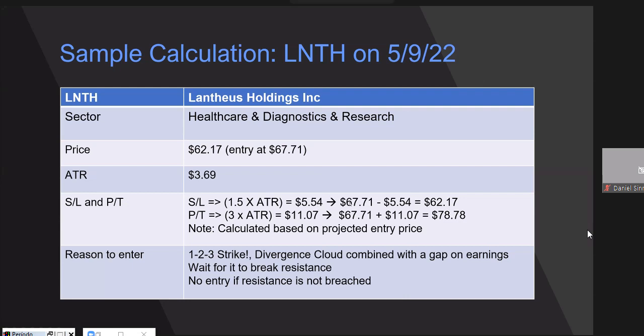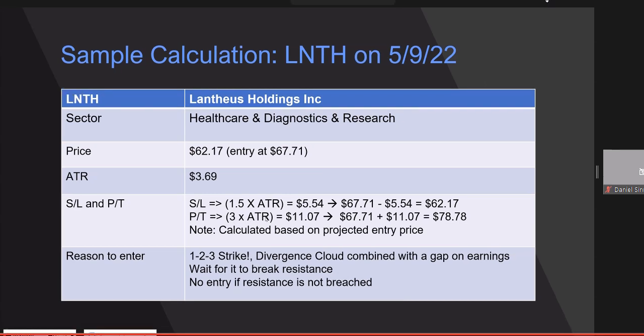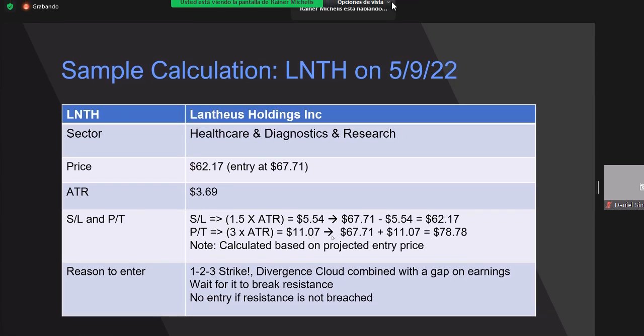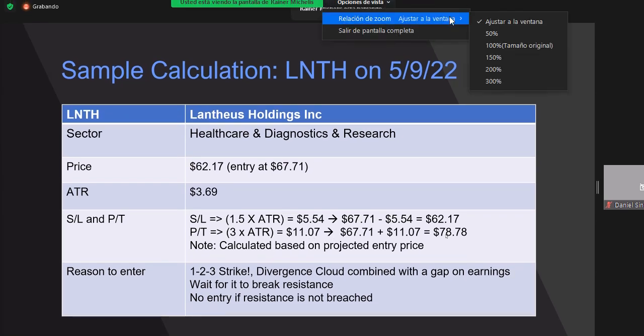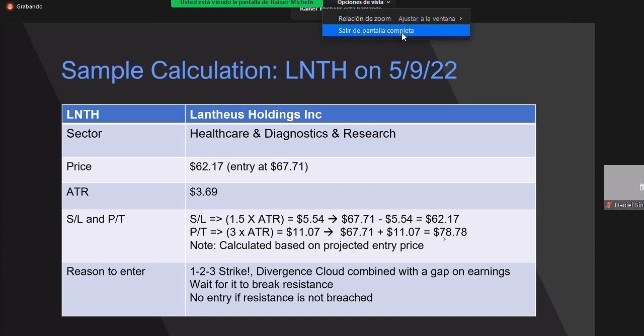We subtract this from our entry price, which gives us the stop price. And the profit target will be twice the risk. If the risk is 1.5 ATR, our profit should be 3 times ATR, which means 11.07 is added to the entry price. We will exit at least there, unless the stock is in such a strong move that we just stay in.